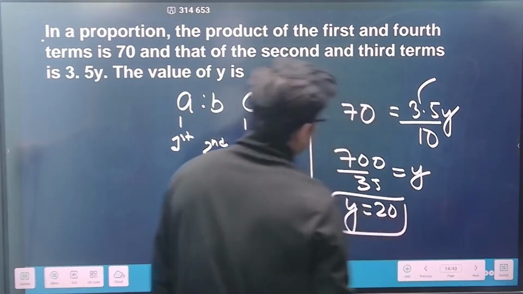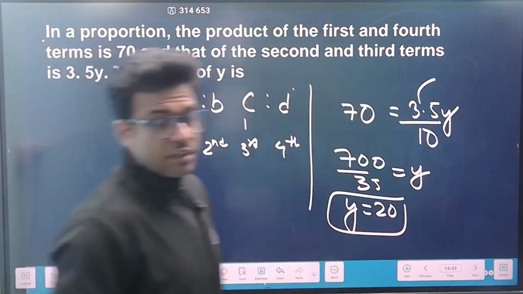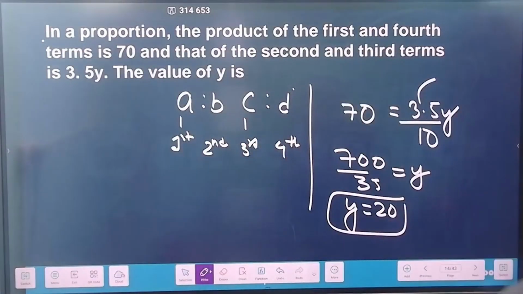Now see how this proportionality concept is being used.